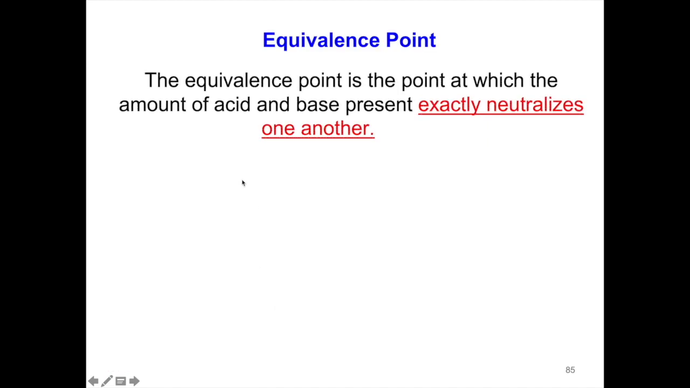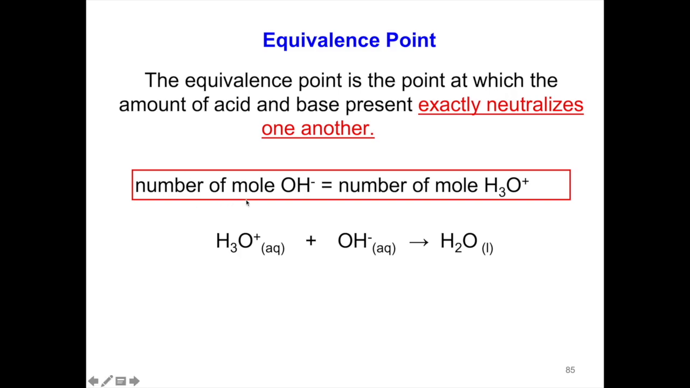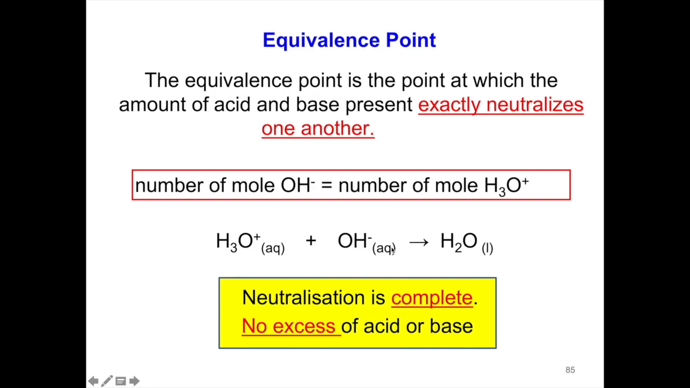What is meant by equivalence point? The equivalence point is the point at which the amount of acid and base present exactly neutralize one another. So at this point, the number of moles of OH minus is equal to the number of moles of H3O plus. Since they neutralize one another, they will produce H2O. And at this point, the neutralization is complete and there is no excess of acid or base.